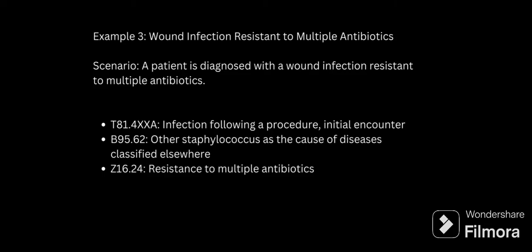Examples are given here. For example, wound infection resistant to multiple antibiotics. In this case, first you have to code for the infection following a procedure. Second, you have to code for the organism. Third, you have to code for resistance to multiple antibiotics, that is Z16.24. So this is an example which is given for resistance to antibiotics. So that's all about HIV guidelines, and in the next video we will be seeing about sepsis guidelines.